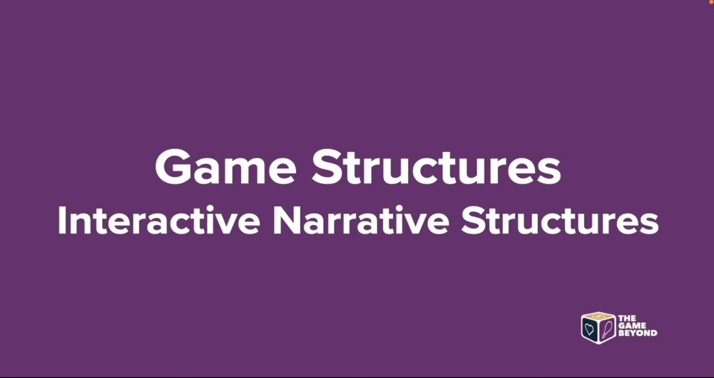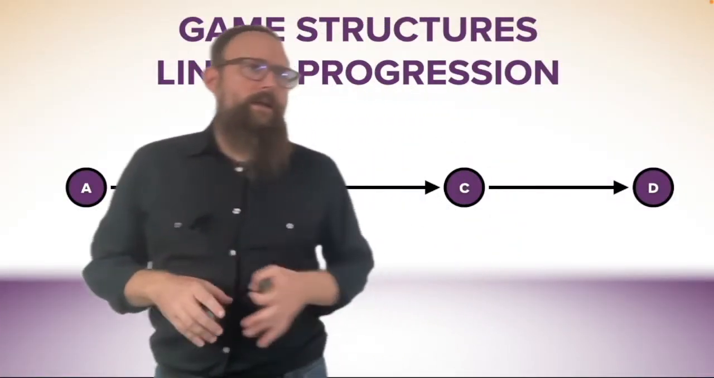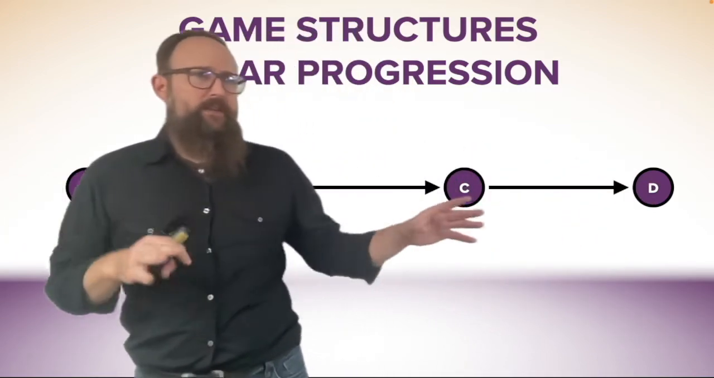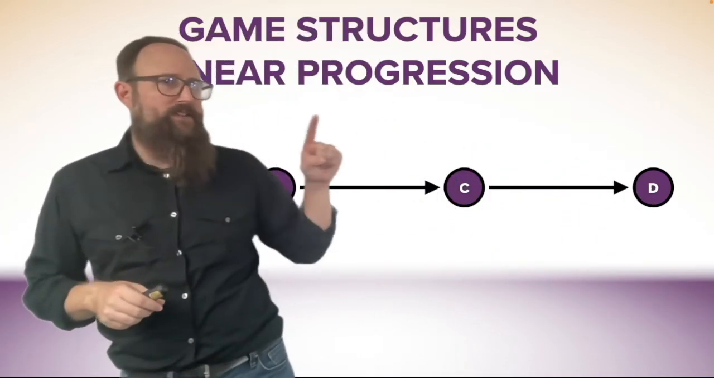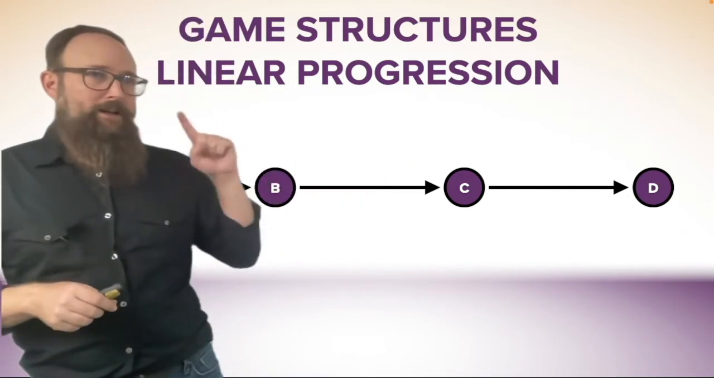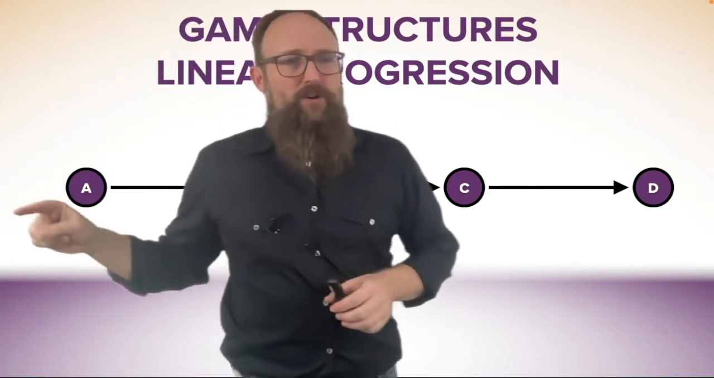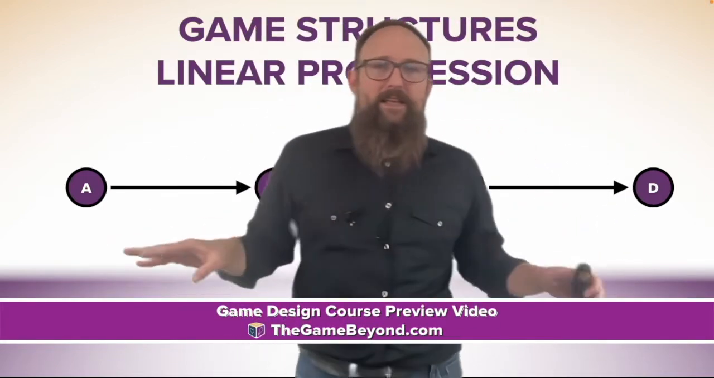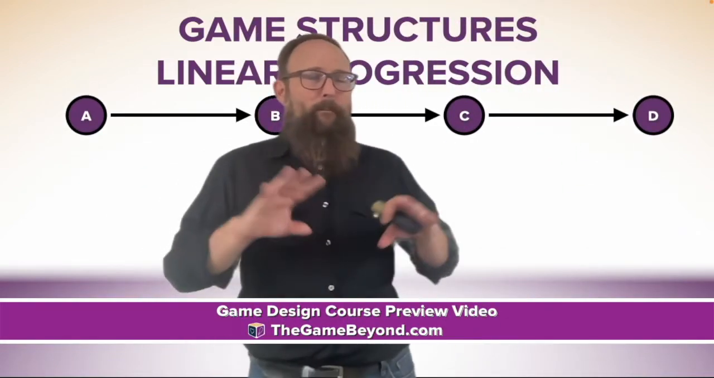So let's have a look at some of these different game structures or interactive narrative structures. What we're talking about here is how we go through each of the different plot points. We have here, for instance, a linear progression. It goes from A, B, C to D. And we see that this linear progression is pretty boring.